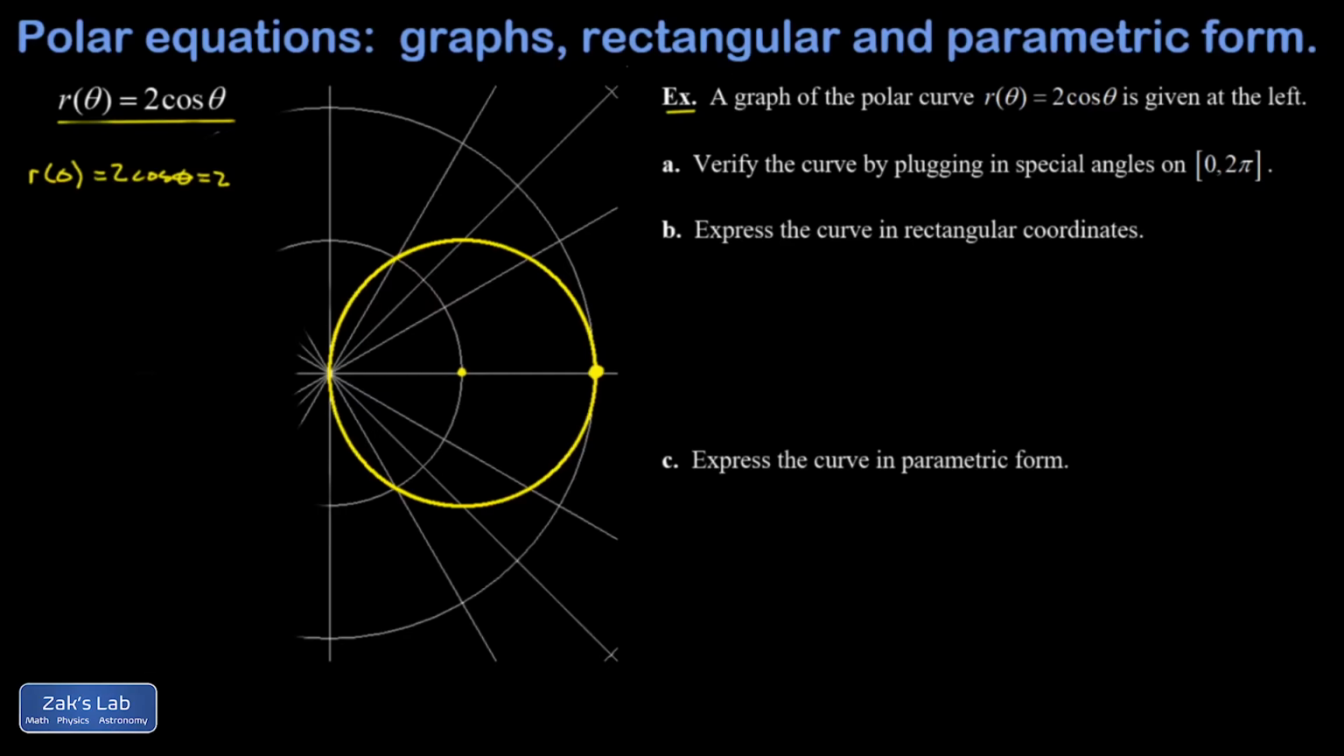Next, we have to go to some special angles where the r's are going to come out to be numbers that have to be sort of approximated with a decimal. If I go to pi over 6, that's this line right here.